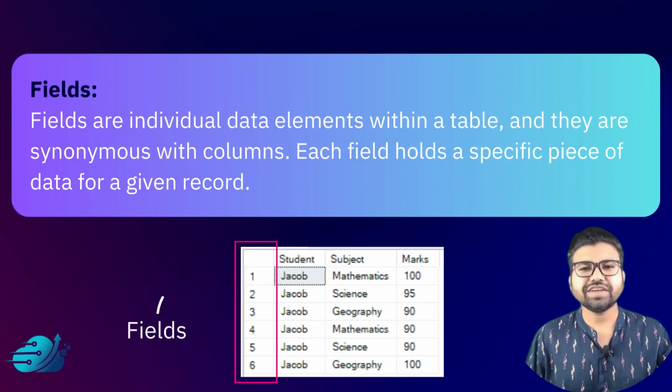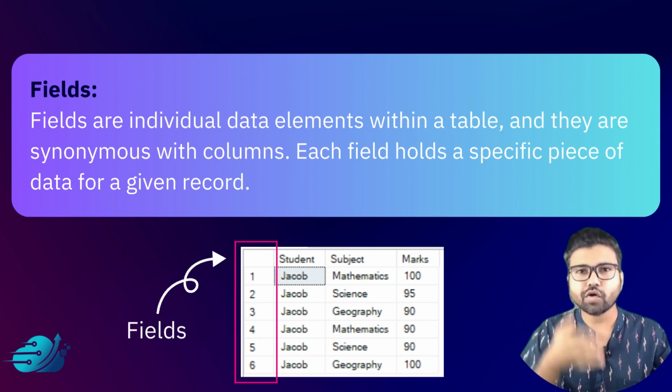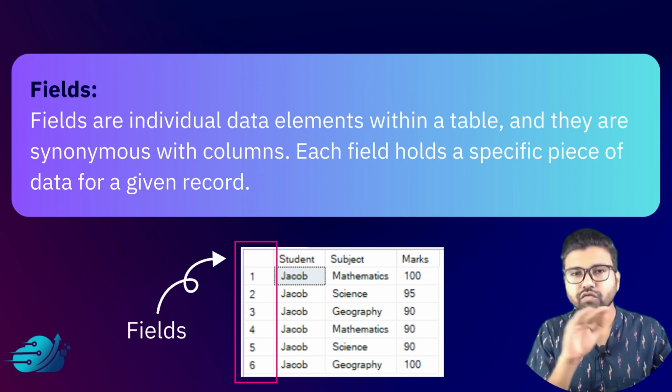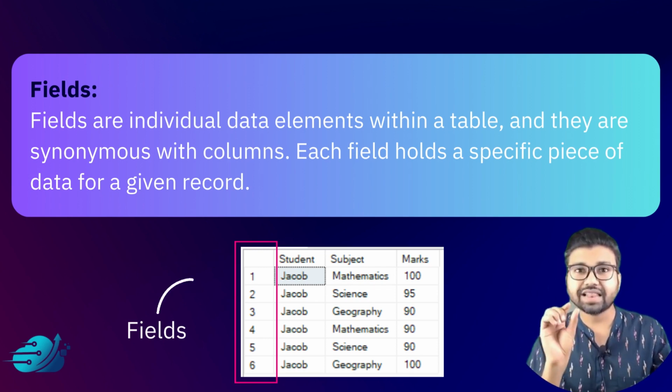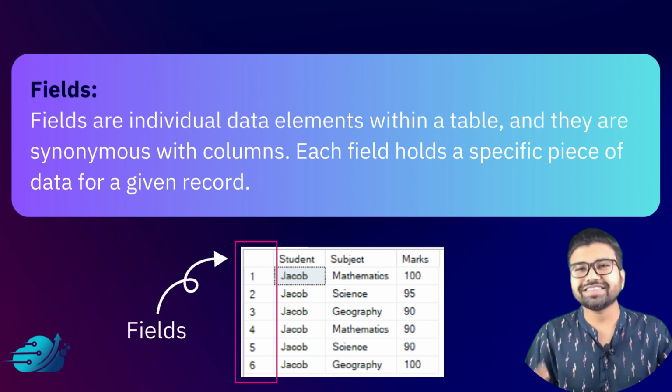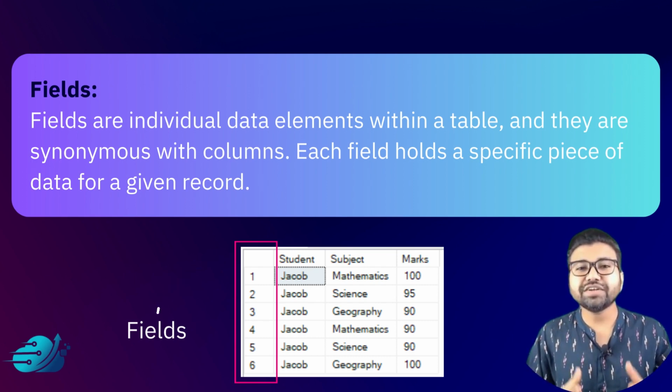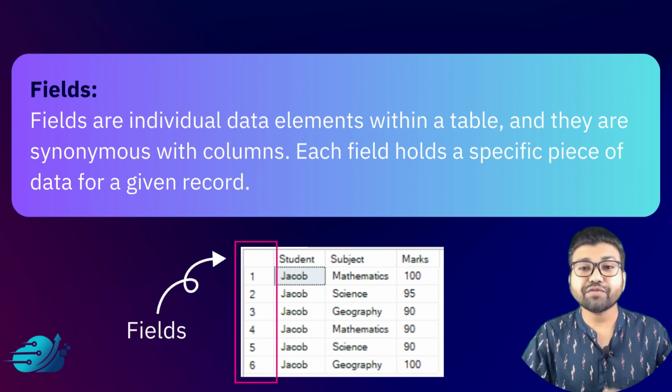Okay, the next is: what is a field? A field is nothing but a cell value. Now we know the row, we know the column, but a specific position, say zeroth row and first column, that is a cell. The value it stores is nothing but a field. Fields are individual data elements within the table and they are synonyms with columns. Each field holds a specific piece of data for a given record.